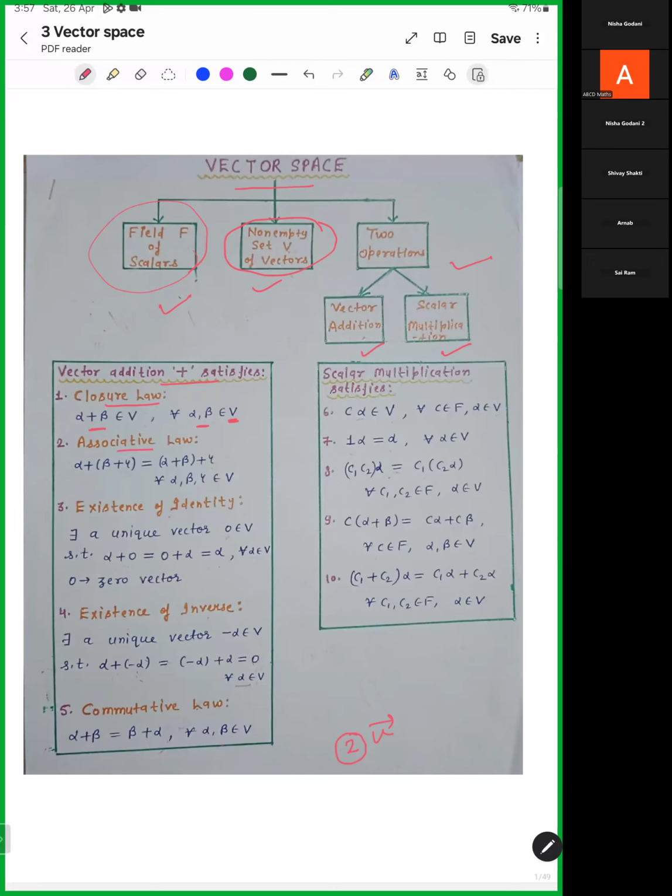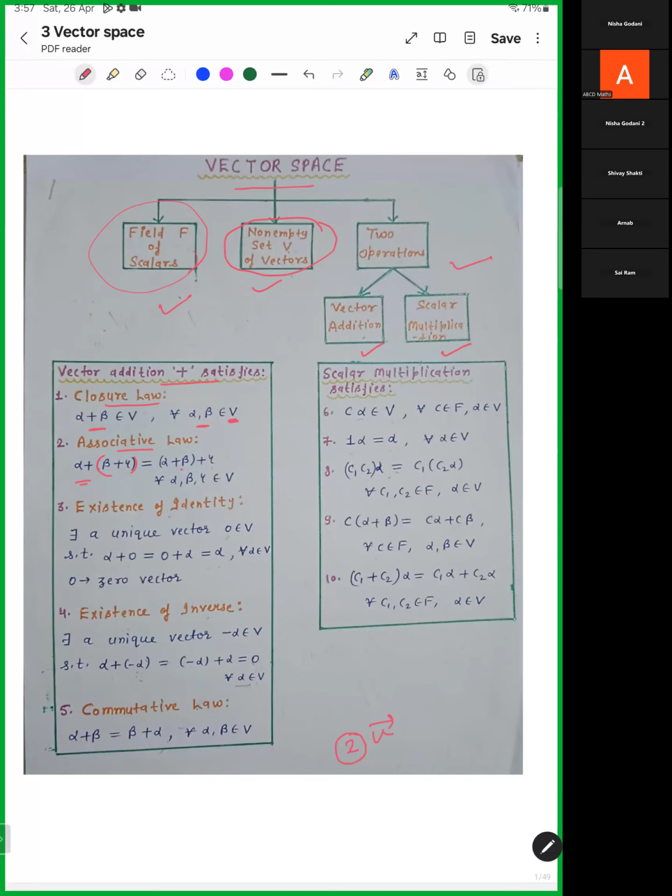Alpha plus beta plus gamma is the same as alpha plus beta plus gamma. Here, the addition is done between beta and gamma, then alpha is added. Or if I first add alpha and beta, then I add gamma, then both are the same. Okay, as you can also do in case of real numbers.